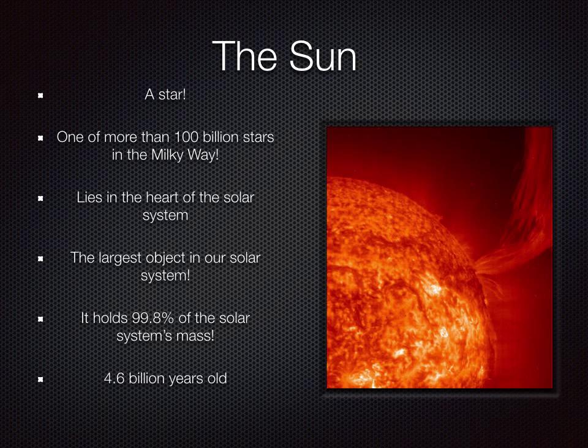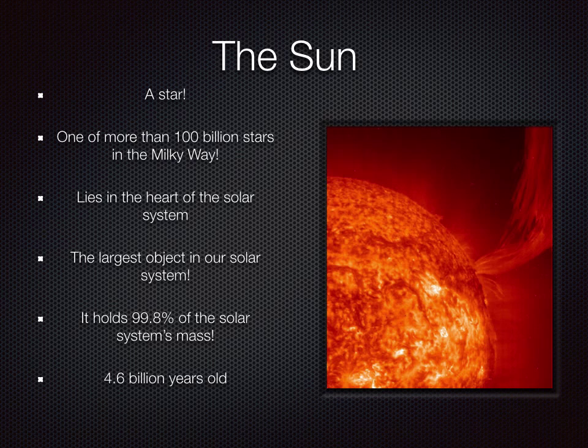It takes 365.25 days for Earth to orbit around the sun, which is 1 year. Because it takes 365 days and a quarter, we have a leap year. A leap year occurs once every 4 years, and on that year, we have 366 days, which is February 29th.